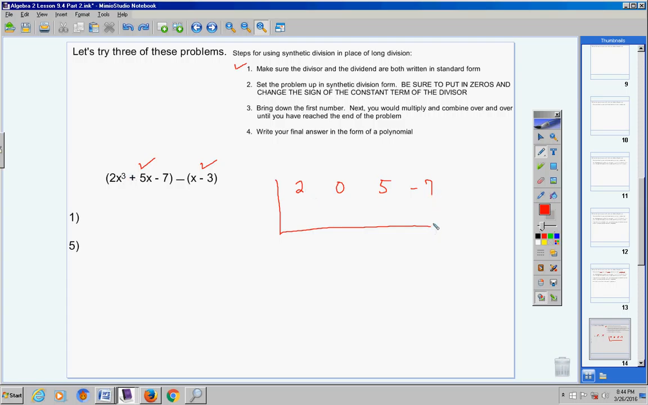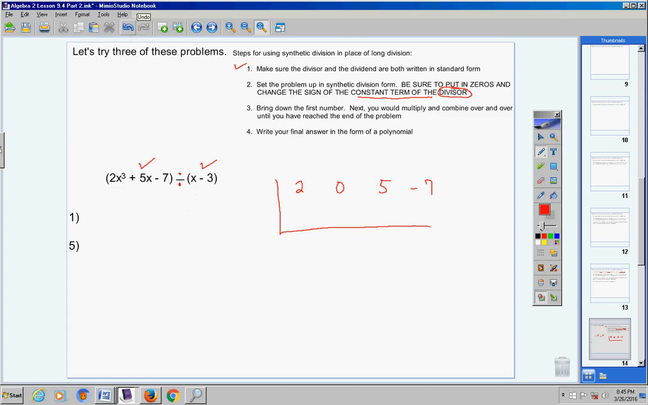Okay? So step 2, set up the problem in synthetic division form. Be sure to put in zeros and change the sign of the constant term. Okay, here's your constant term. Not this constant term. Nope. Constant term of the what? Look, guys. Divisor, not dividend. This is your dividend. This is your divisor. And by the way, this should have division signs right here. I apologize. I don't know what happened to those, but they got left off.